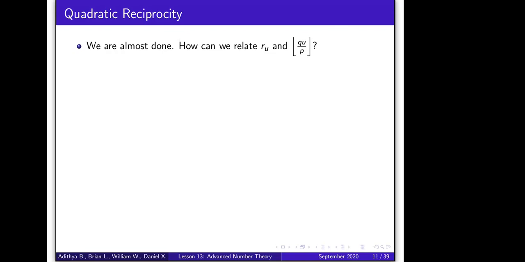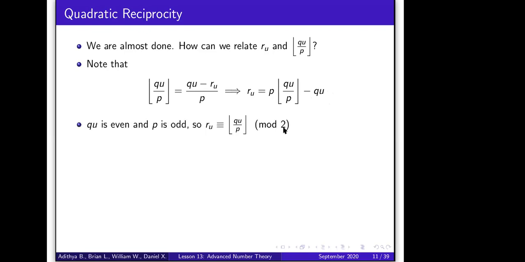Yeah, ru over p is the fractional part of qu over p. So using this, we can write a relation. The floor of qu over p is equal to qu minus ru all over p. So ru is equal to qu minus p times the floor, just by rearranging terms. Now this is nice because u we defined was even, so qu is an even number, and p is odd. So ru is actually equivalent to the floor of qu over p mod 2.